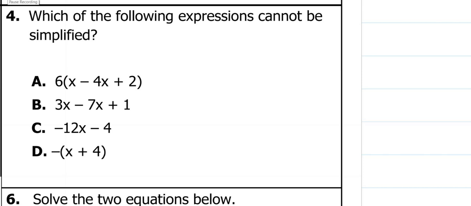Number 4. Which of the following expressions cannot be simplified? All right, let's look at the first one, A. Well, for A, I can see there are parentheses, 6 times parentheses x minus 4x plus 2. Well, I can always combine x minus 4x, and then I could always distribute whatever I have outside of the parentheses to the inside of the parentheses. So I can definitely do more work here. So it's not fully simplified. So I can simplify this. So it's not choice A. I'm looking for one that I can't simplify, that is in the simplest form.